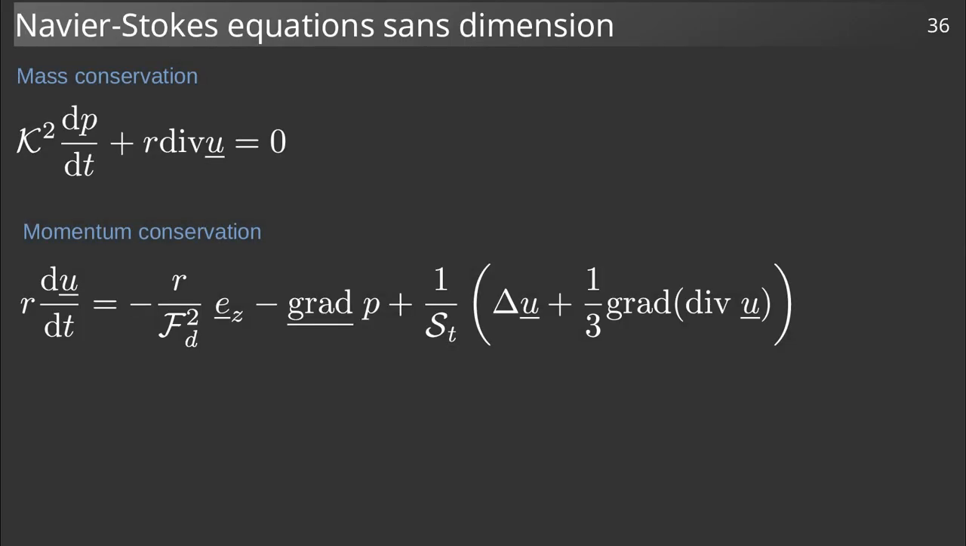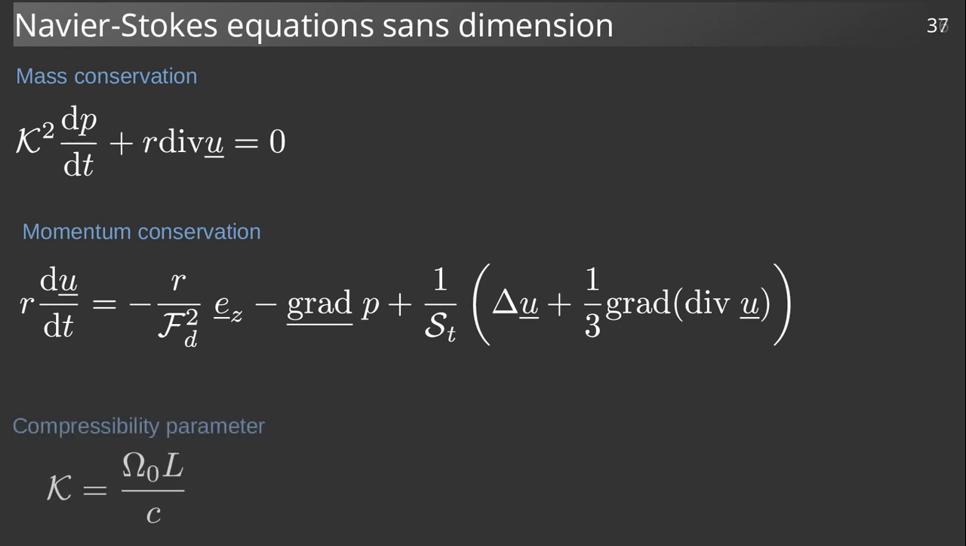Here are the conservation equations in the fluid. We have made appear three dimensionless numbers, which are different from those we have highlighted in fluid mechanics. It is due to a different choice of characteristic velocity. The first number is a compressibility parameter noted K. It can be seen as a special Mach number where the characteristic speed chosen for the fluid is omega naught L. We will see later that it is more relevant to see this number as a ratio of lengths.